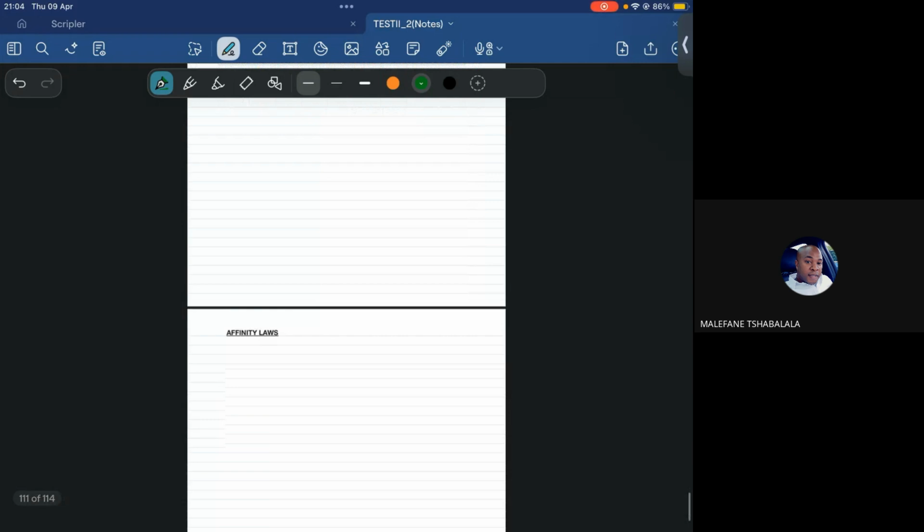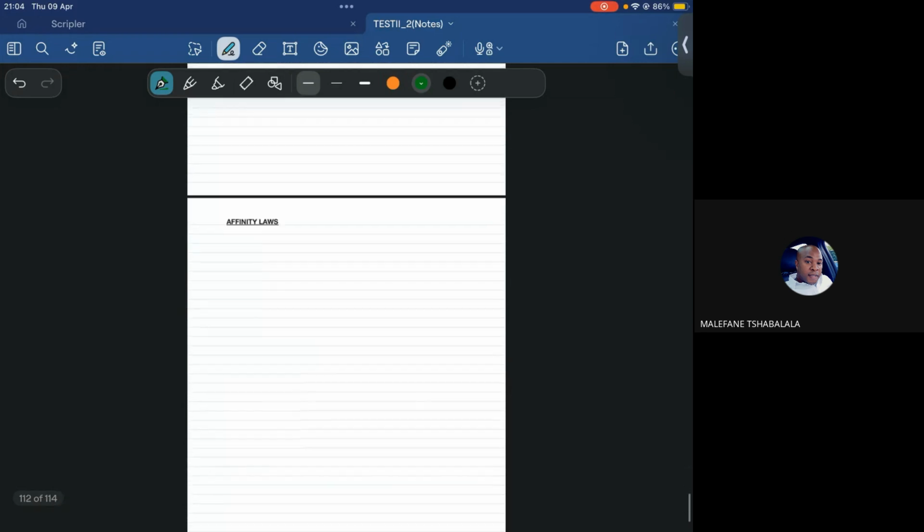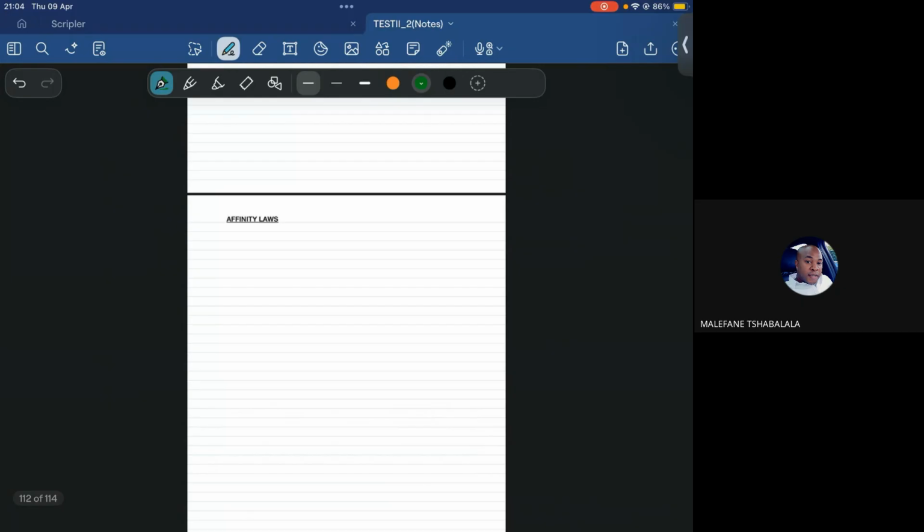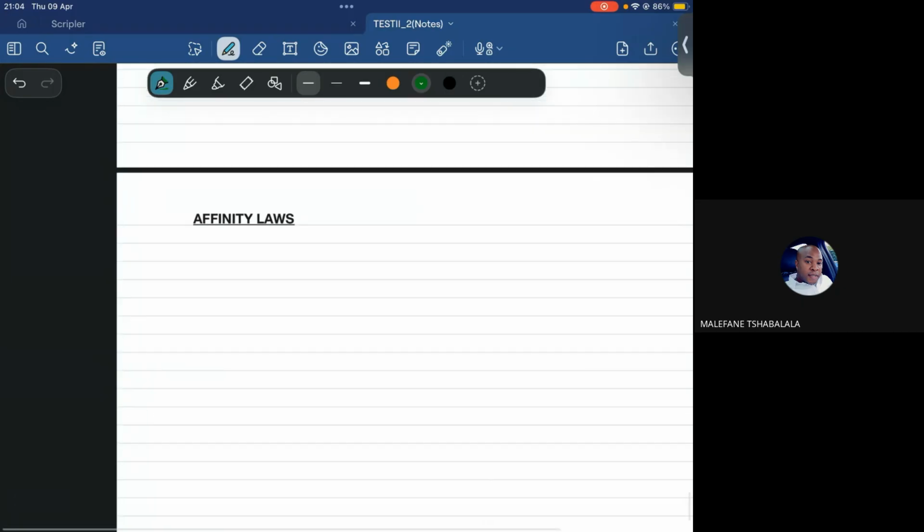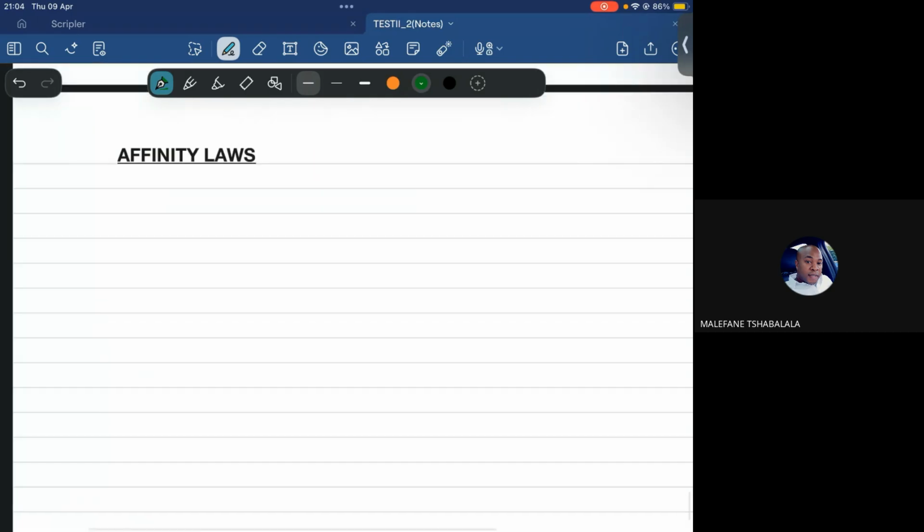With this 30 minutes remaining, I want to dive into affinity laws. So the affinity law of the centrifugal pump graph states the relationship of the capacity, which is the volumetric flow rate, the power, and the head to the impeller speed and the diameter. So that's the law of affinity.